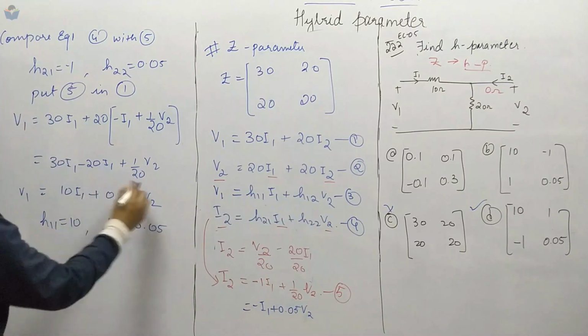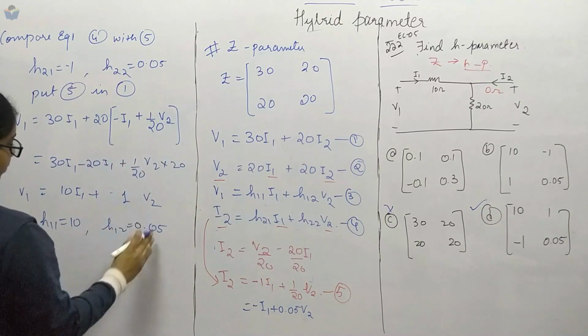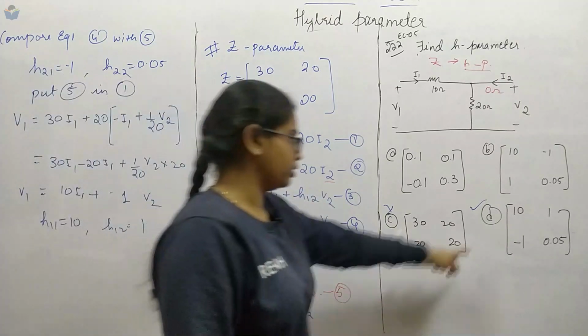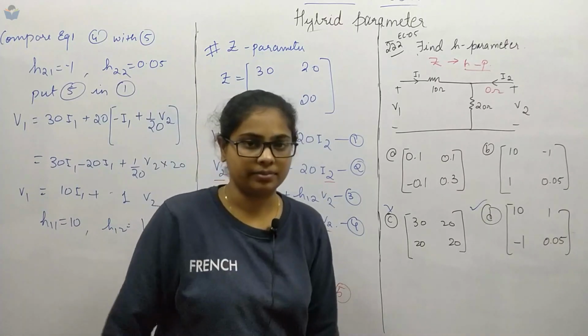Okay, so we see the answer is same. Sorry, this one will be into 20, right? 20 gets cancelled, so it will be 1. Okay, so we got the answer for D. Next we will solve one more question and we will end the hybrid parameter.